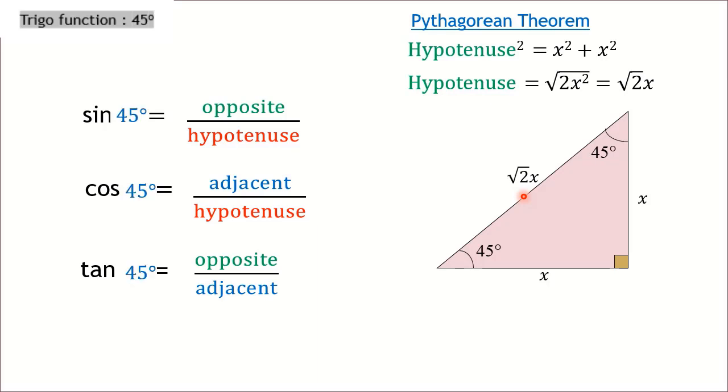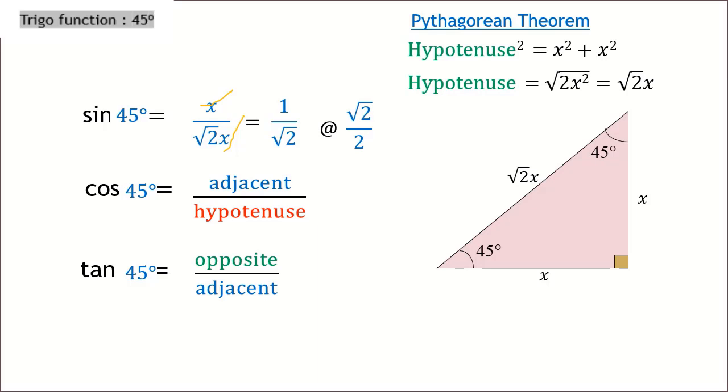So to evaluate the sine 45 degrees, cosine 45 degrees and tangent 45 degrees, we use the definitions of sines, cosines and tangents. So for sine 45 degrees, we have the opposite over hypotenuse. So we take one of the 45 degree angles as the reference. So we have the opposite as x and the hypotenuse is square root of 2 x. So we just do the simplifications here. So we will have 1 over square root of 2 or square root of 2 over 2.